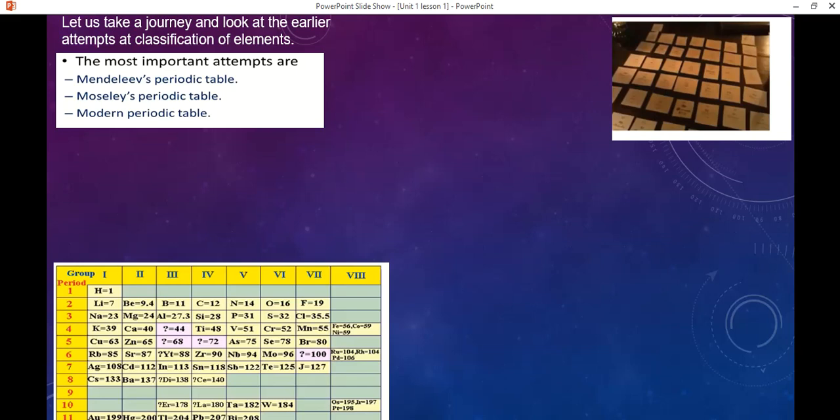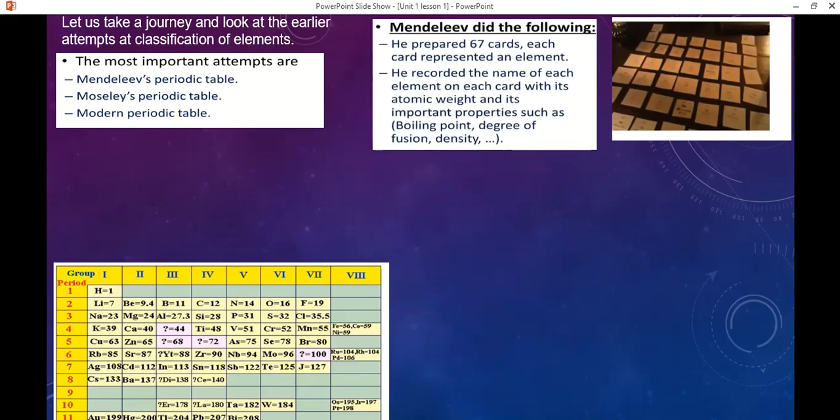One more time. Mendeleev periodic table. Mendeleev classified elements in his table according to the ascending order of the atomic weight, left gaps, and determined and corrected wrong atomic weights.